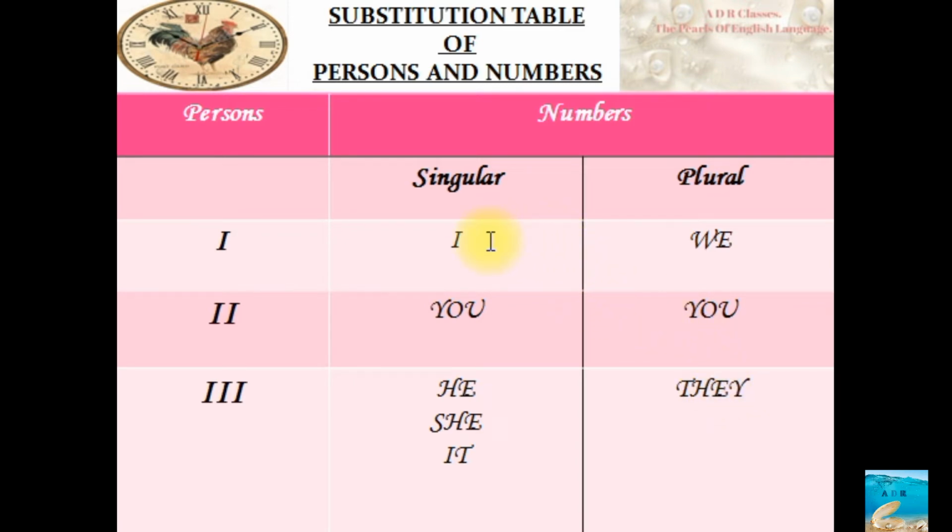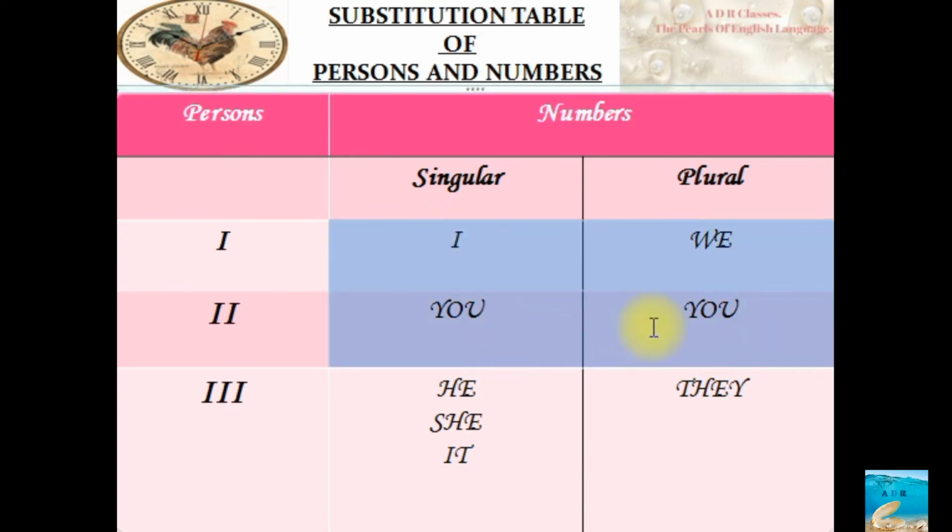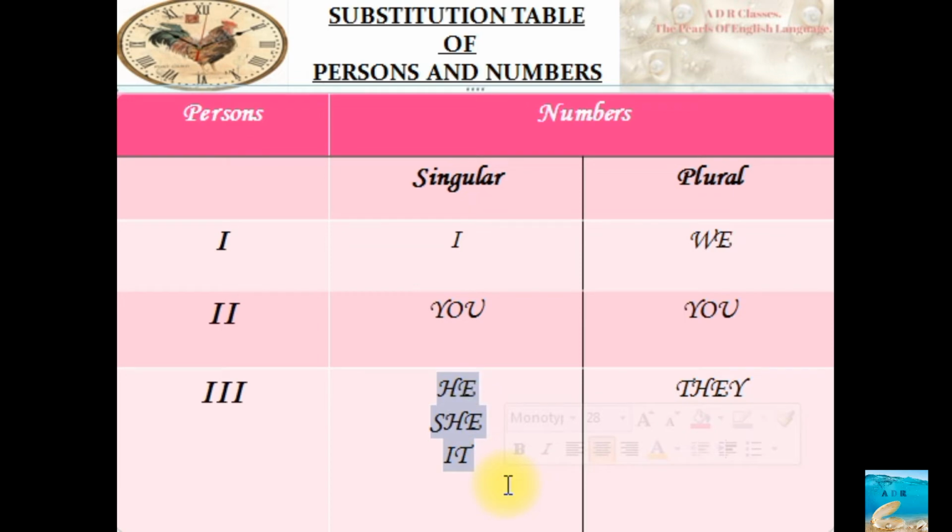See, there is a trick. First person singular and the second person singular becomes the third person singular. I repeat, first person singular and the second person singular becomes the third person singular. However, first person plural and the second person plural becomes third person plural. That's it.